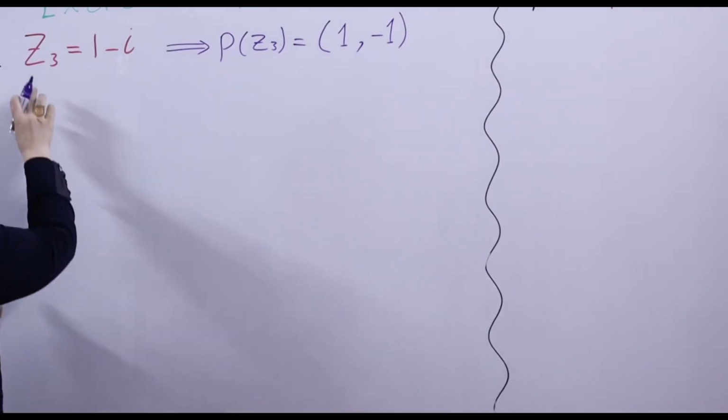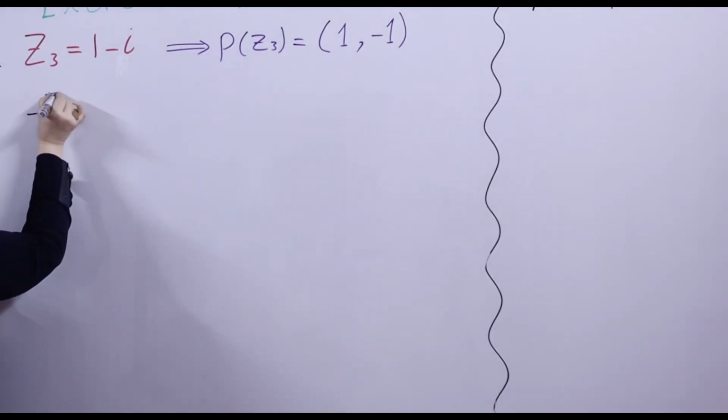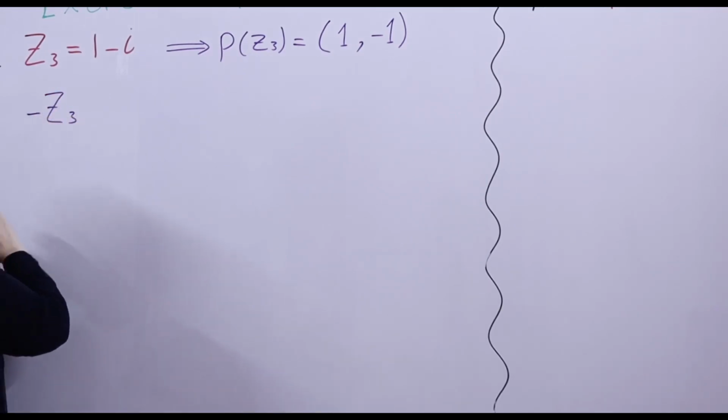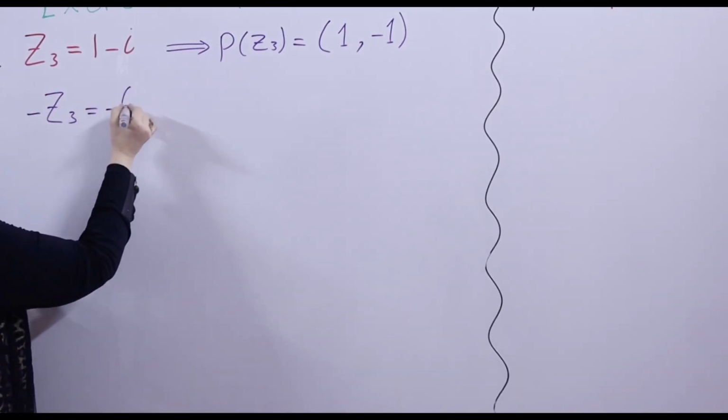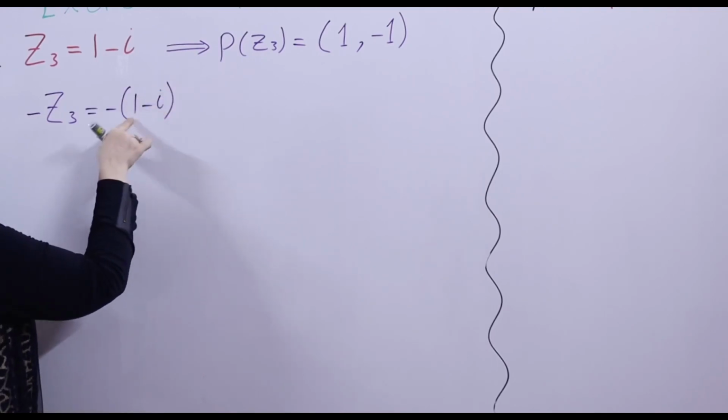And the additive inverse for Z3 will be negative multiplied by 1 minus i.